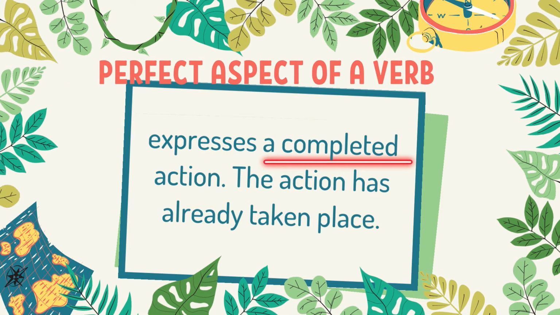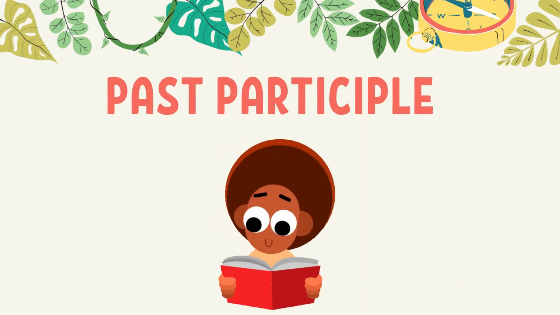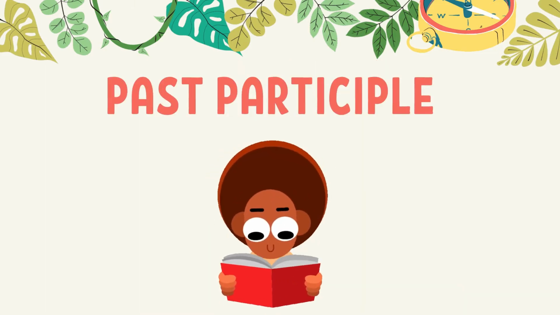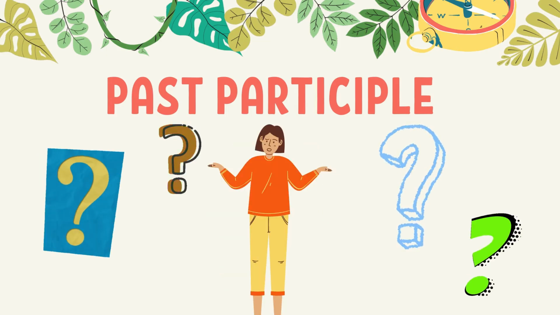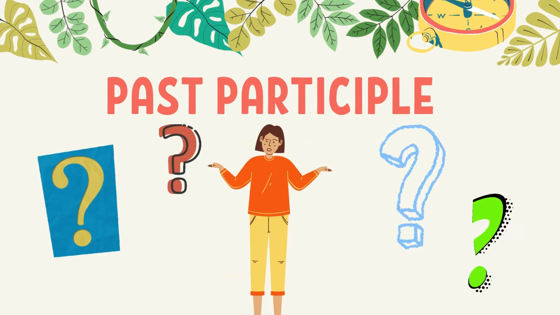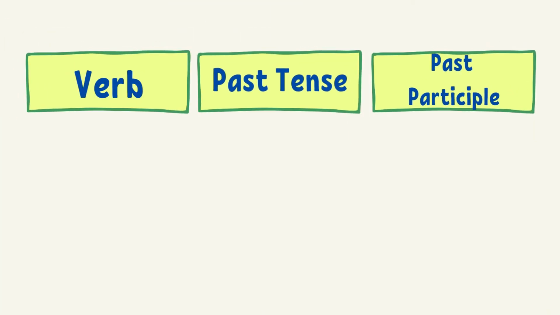In perfect aspect, you need to know the past participle form of English verbs. And that can be pretty tricky with irregular verbs. Here are some examples of verbs and their past tense and past participles. You can also find this in your book on page 11.